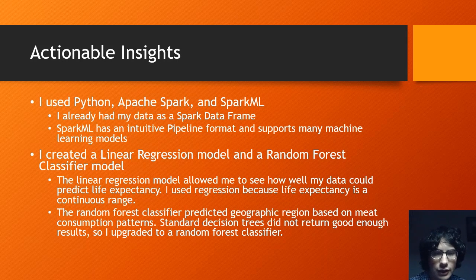And then for my second task, I used the random forest classifier to predict what geographic region a country was in based on the meat consumption patterns of that country. First I tried standard decision trees. It was giving me okay scores of like 70 or 60% accuracy. And once I tried random forest, it got me up to like the 80s or even the 90s in accuracy and other metrics.